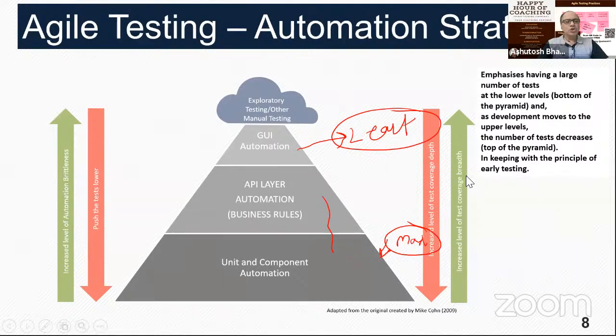The priority should be to have a larger number of test cases automated at the bottom level of the pyramid, which is the unit and component layer, and a lesser number of test cases automated on top. And if you look at the extreme top, there's a layer called exploratory testing. So what is exploratory testing? Exploratory testing plays a very significant role in an agile way of working.